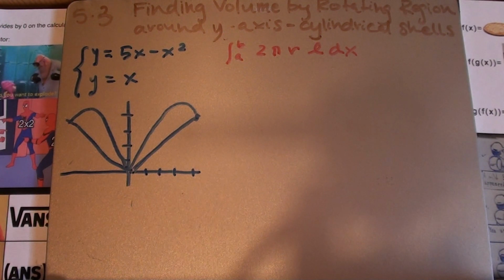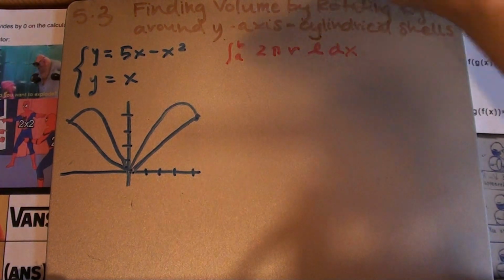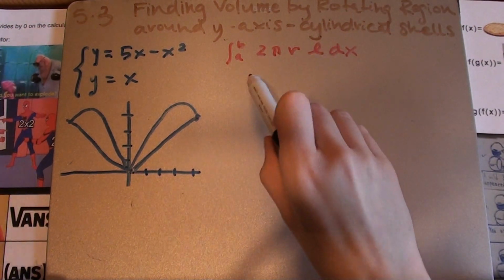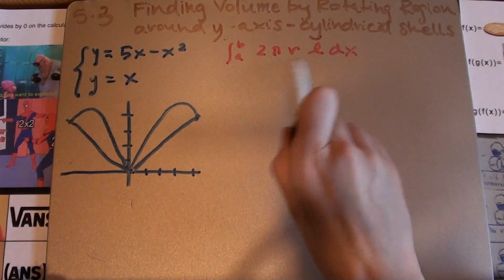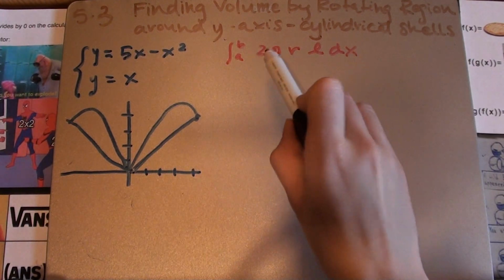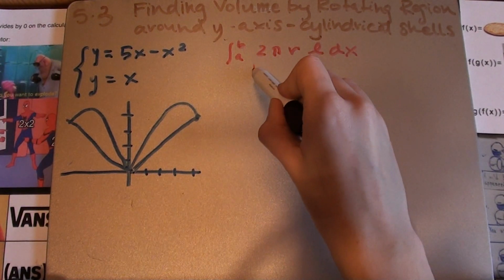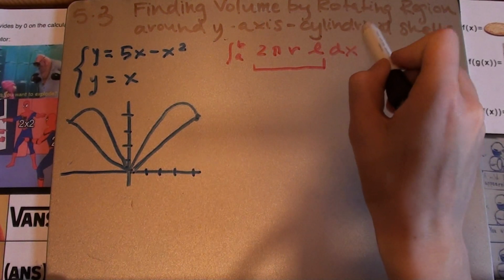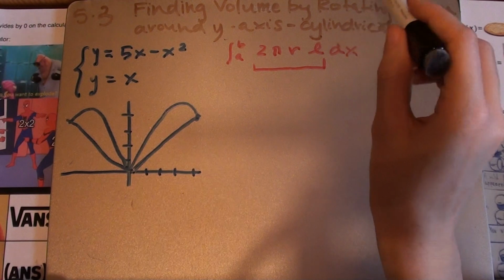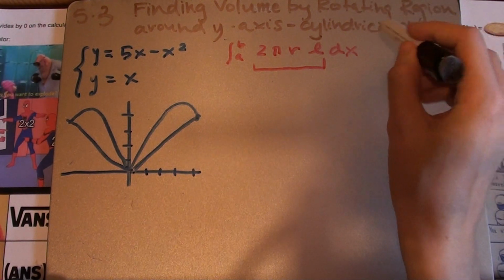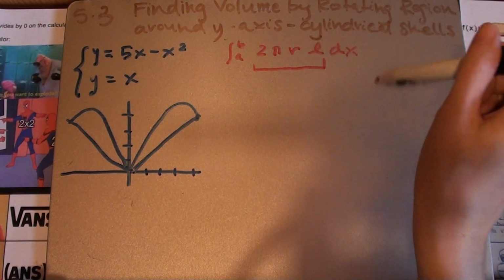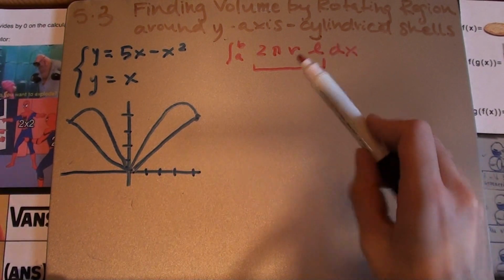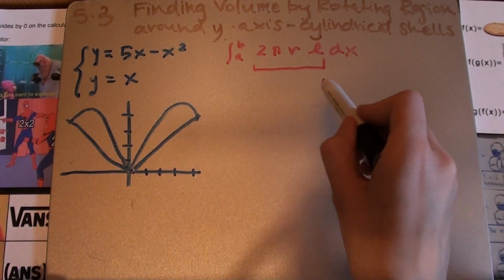One thing we have to keep in mind when using cylindrical shells is the equation we're going to be working with to find the volume. We're going to be using this equation right here. What it looks like is a part of the equation for the surface area of a cylinder. So instead of cylindrical shells, maybe you could think more of cylindrical surface area. It's not all of the equation for the surface area, but it's part of it.